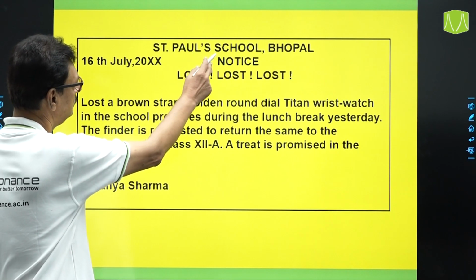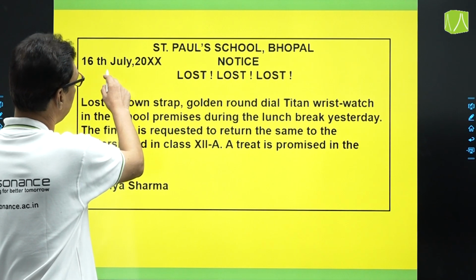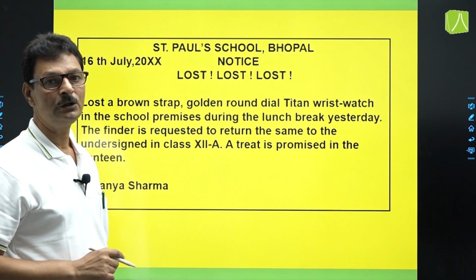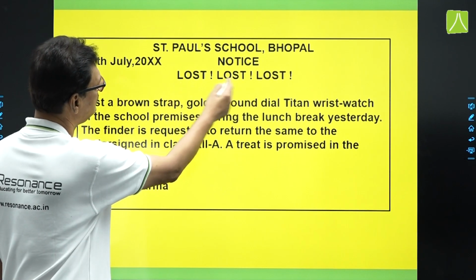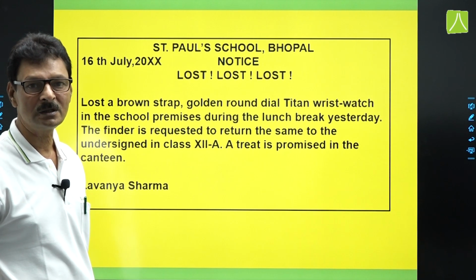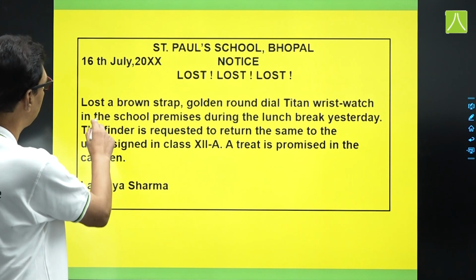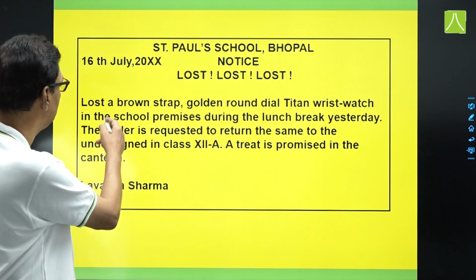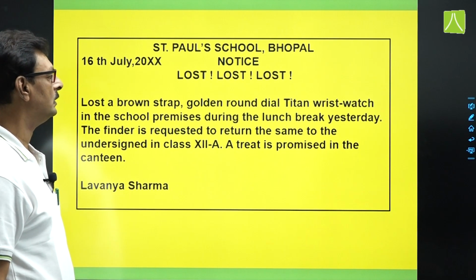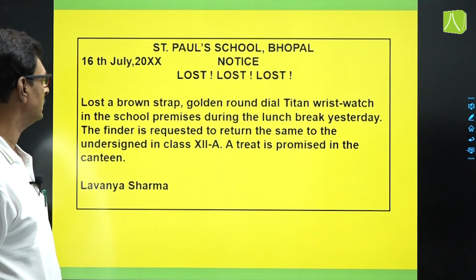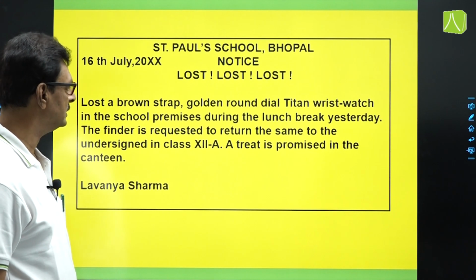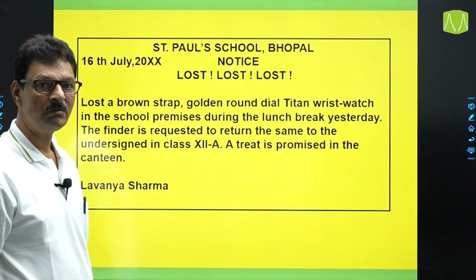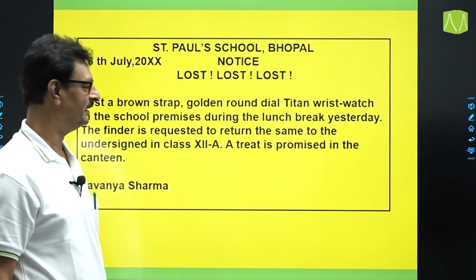St. Paul's School, notice, the date on which the person is putting up the notice. You can write lost, lost, lost. Leave a line, give the brief description of the thing. So, lost: brown strap golden round dial Titan wristwatch. Where? In the school premises. When? During the lunch break yesterday. So, what, when, where has to be specified.